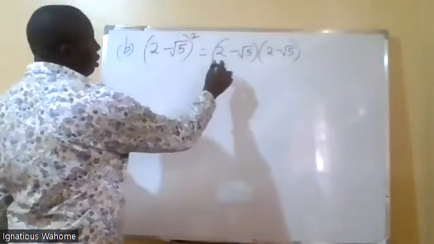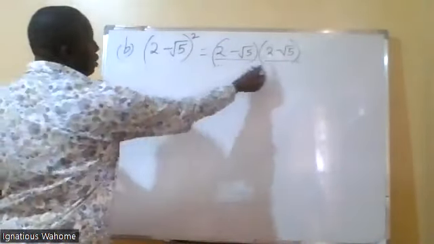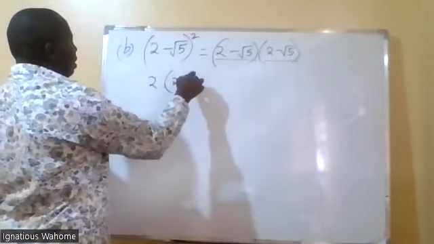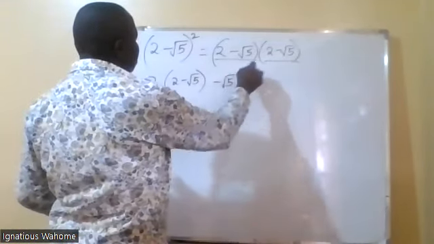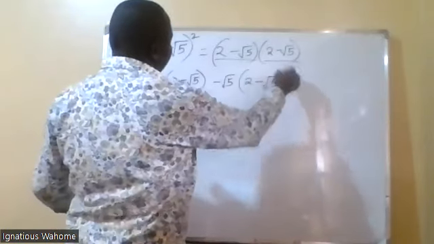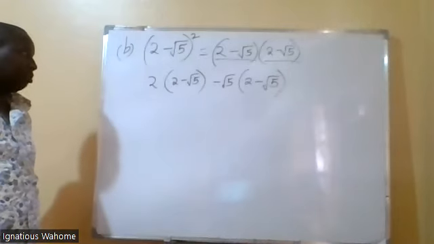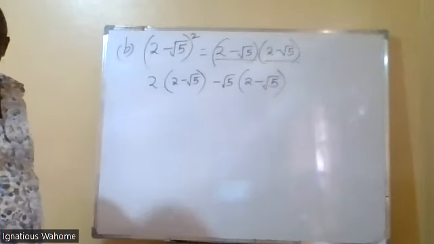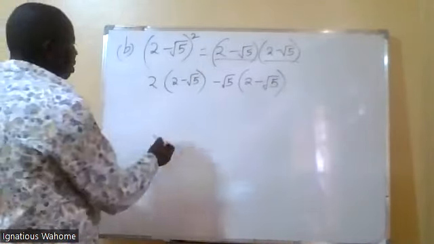Take this 2 to expand 2 minus root 5. Then take this minus root 5 to expand 2 minus root 5.